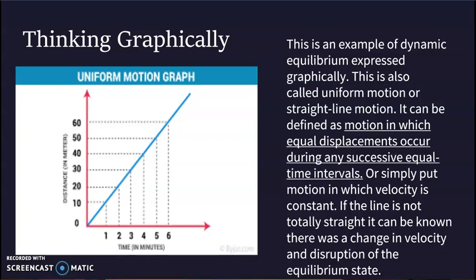This is an example of dynamic equilibrium expressed graphically. This is also called uniform motion or straight line motion. It can be defined as motion in which equal displacements occur during any successive equal time intervals, or simply put, motion in which velocity is constant. If the line is not totally straight, it can be known there was a change in velocity and disruption of the equilibrium state.